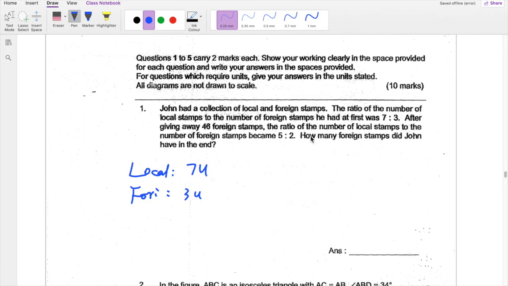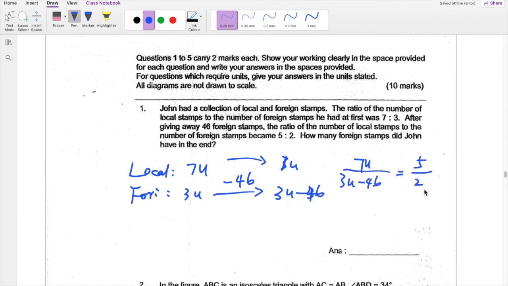So after giving away 46, here the foreign gives away 46, right? It becomes 3U minus 46. And this one is still 7U. He says the ratio is 5 to 2, right? So 7U over 3U minus 46 is 5 to 2. Right? Then how to solve this one?